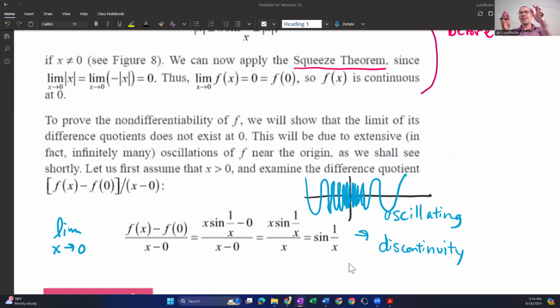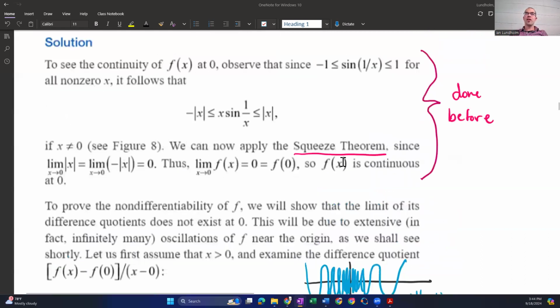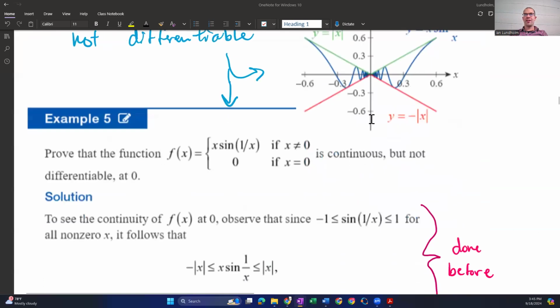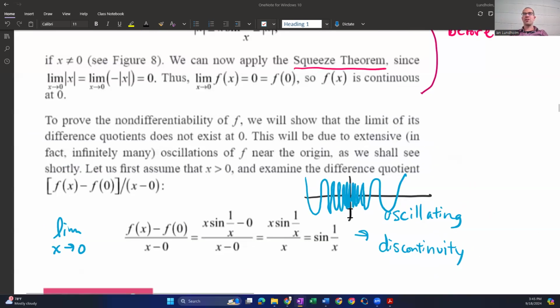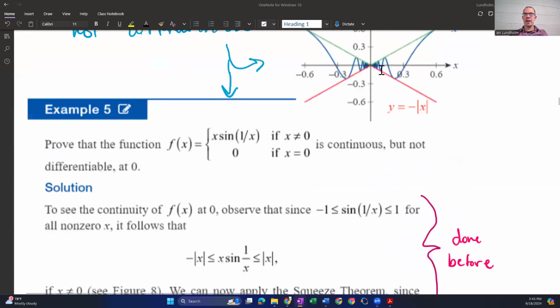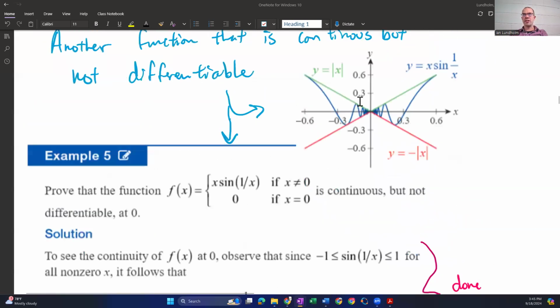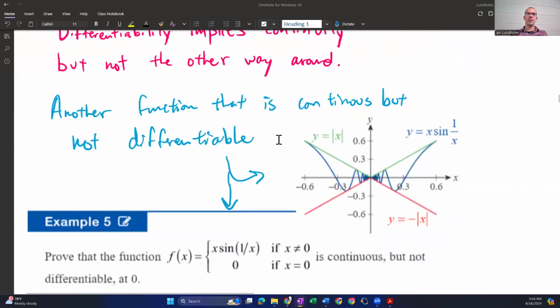But we called this an oscillating discontinuity in the limit section, and the way that we understand that is that the slopes of this function do not settle down and reach an actual value that we can call the derivative or the slope at that point. So this is another case where we've got a continuous function, but we are not differentiable at that point.